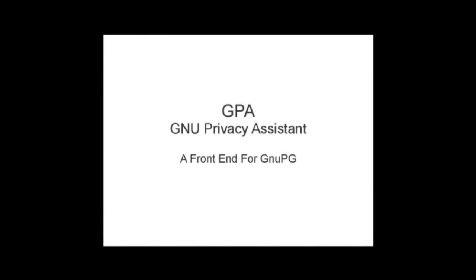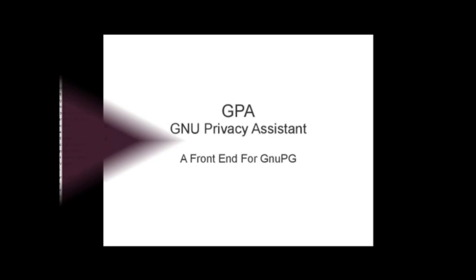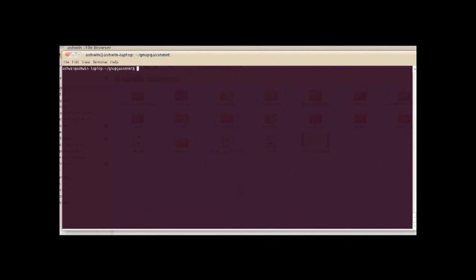GPA, or GNU Privacy Assistant, is a nice front-end to GnuPG. It allows us to do most of the GPG commands via a graphical user interface. Here is a brief demonstration of GPA. Like GnuPG, GPA can also be installed via the package manager, or its package can be downloaded from the GnuPG site.